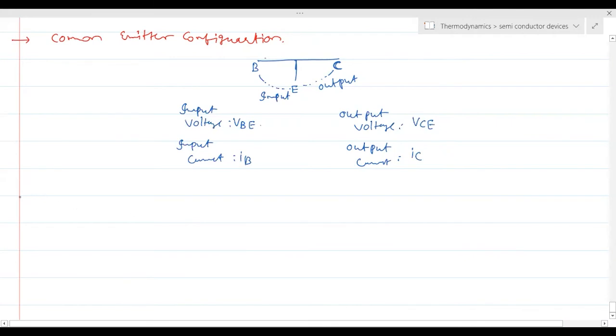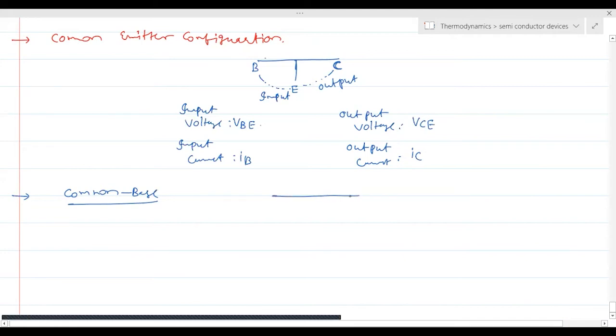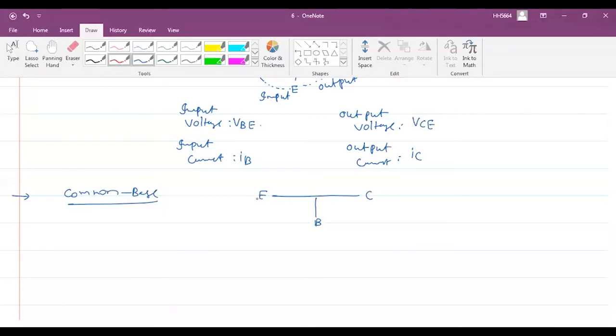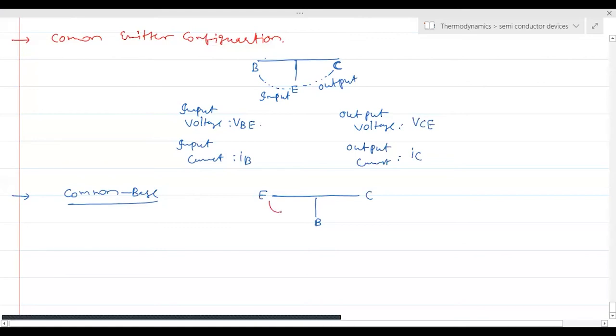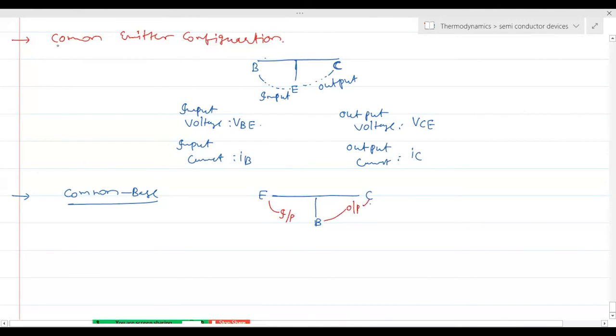Similarly, we will do the same procedure for common base. That means we write the base as common, both for input and output. Between emitter and base we take the input, and between the base and collector we take the output.